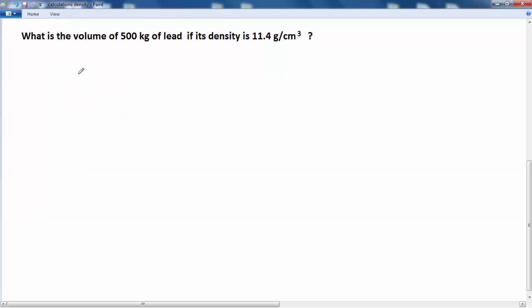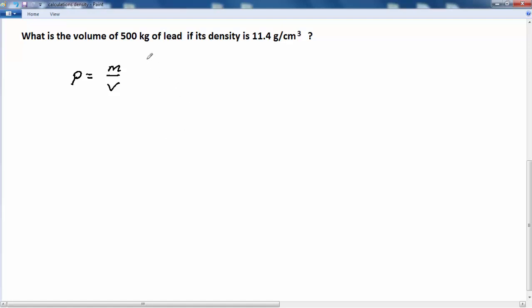In our next problem we're being asked to find the volume of a piece of lead that weighs 500 kilograms if its density is 11.4 grams per cubic centimetre. So the first thing we're going to do here again is we're going to write out the density formula. So we write out rho is equal to mass divided by volume. And I want you to notice here straight away something very important. This is quite often what examiners will do in an exam question on density: they will mix the units deliberately to try and throw you off your track.